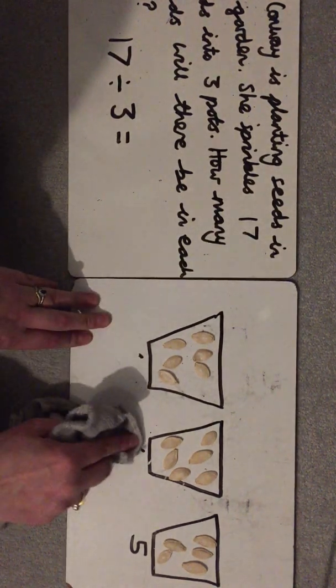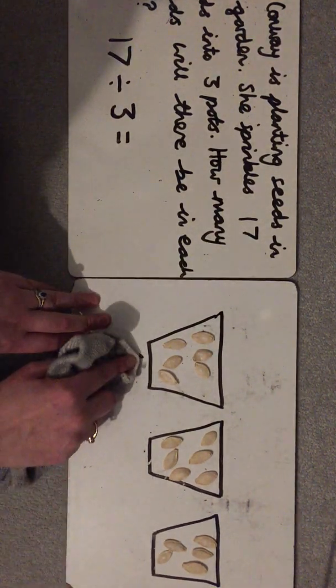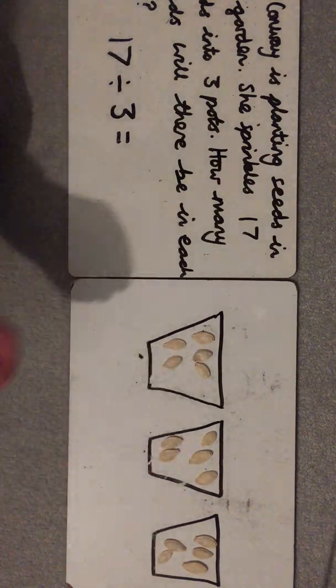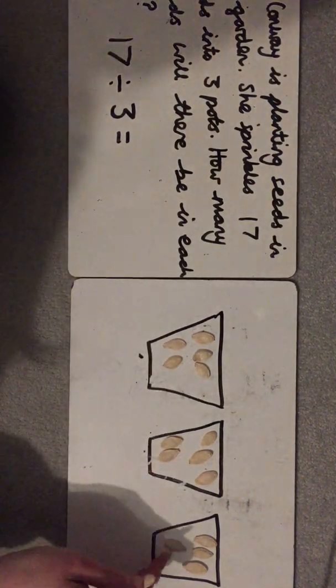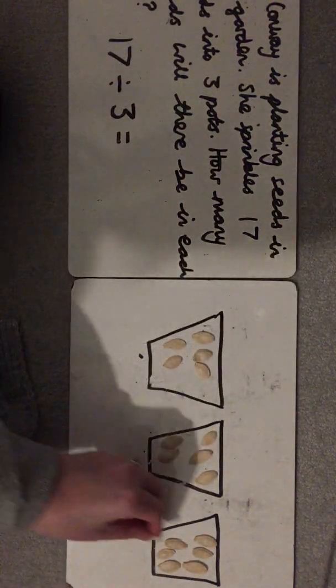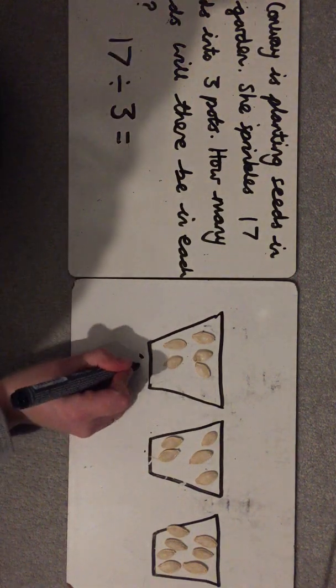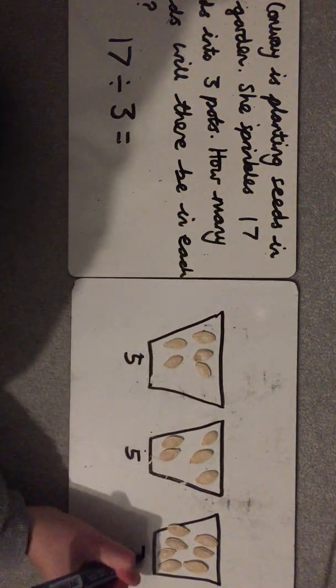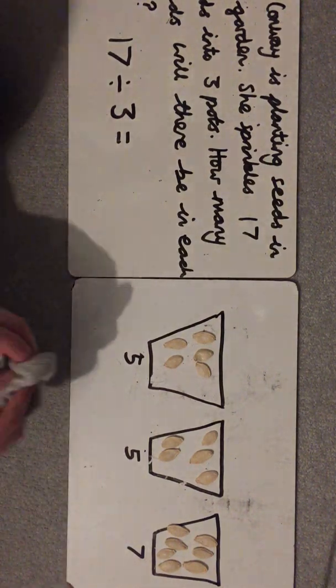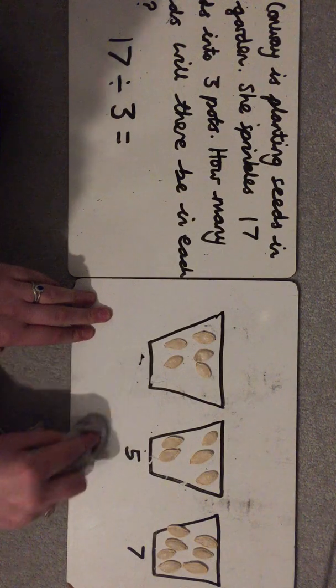It's not fair. And I'm going to take away the 2 extra ones I put in here. Okay, so should I then put maybe the extra 2 in this one? So now I've got 5, 5, 7. Is that fair? No, because more flowers are in this pot. That's also not fair. So I can't give all of the seeds out.